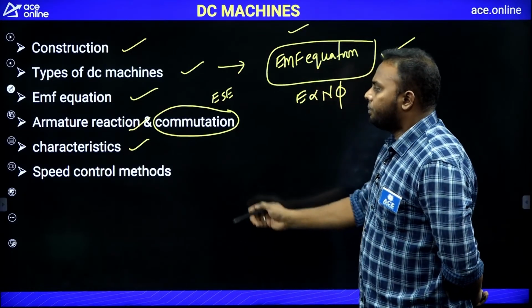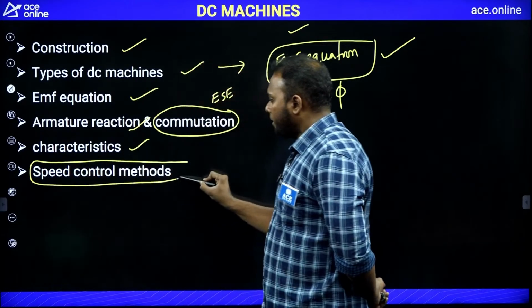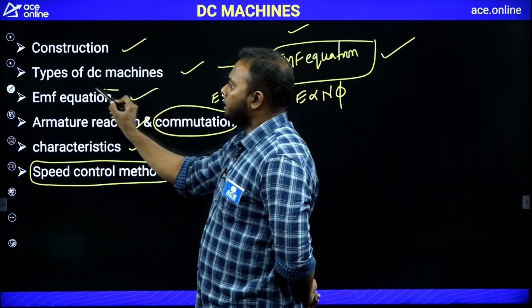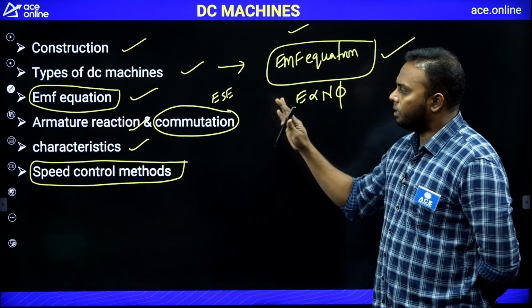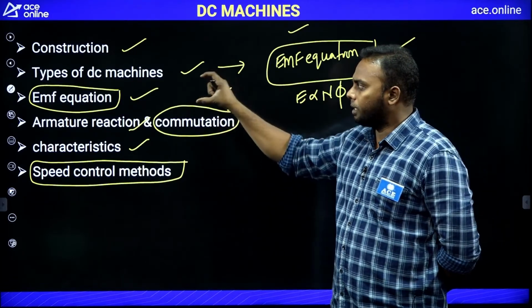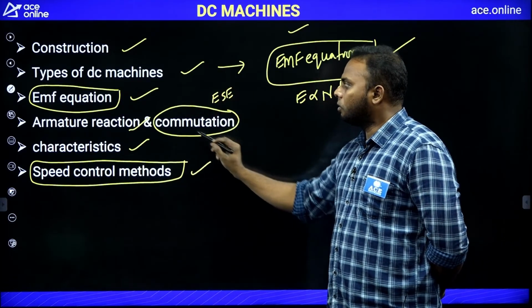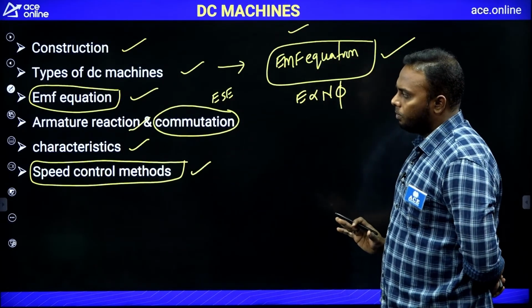Okay. Speed control methods. From the GATE point of view, this one and the EMF equation have regularly repeated questions. Repeated means not the same data, but various models of questions from the EMF equation and speed control methods for GATE. But for engineering services, you have to go through each and every point.